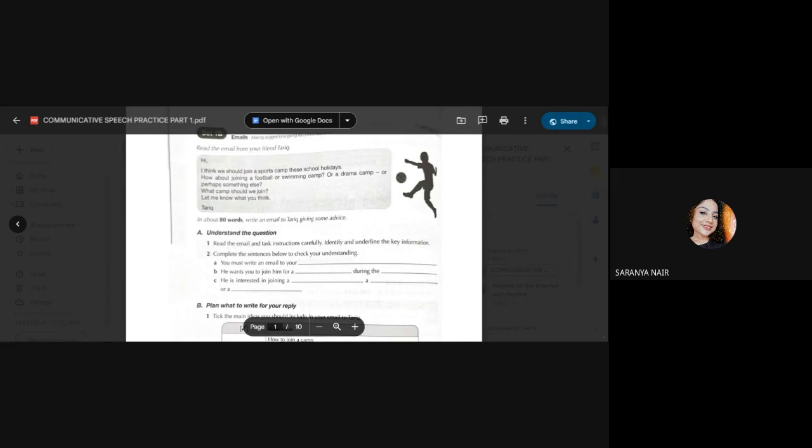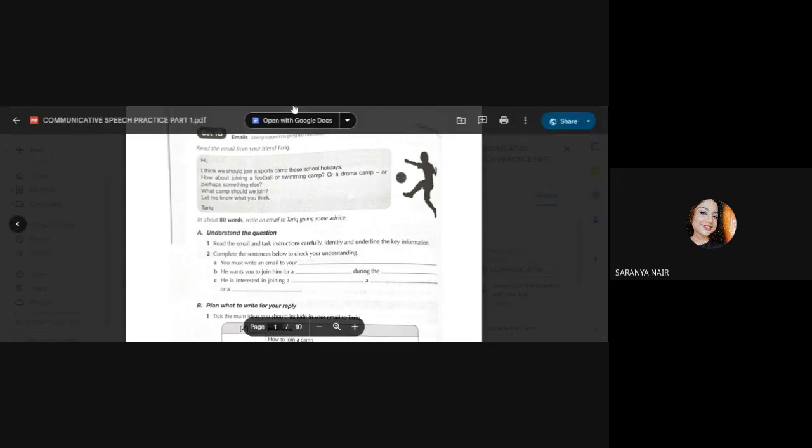Now, read the email and task instructions carefully. Identify and underline the key information. That's the first step. So I'm going to give you about 2 minutes to just read that email again.